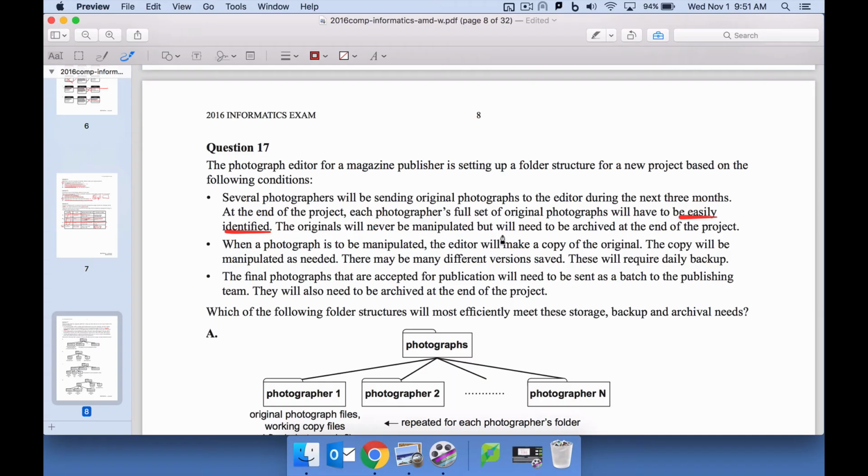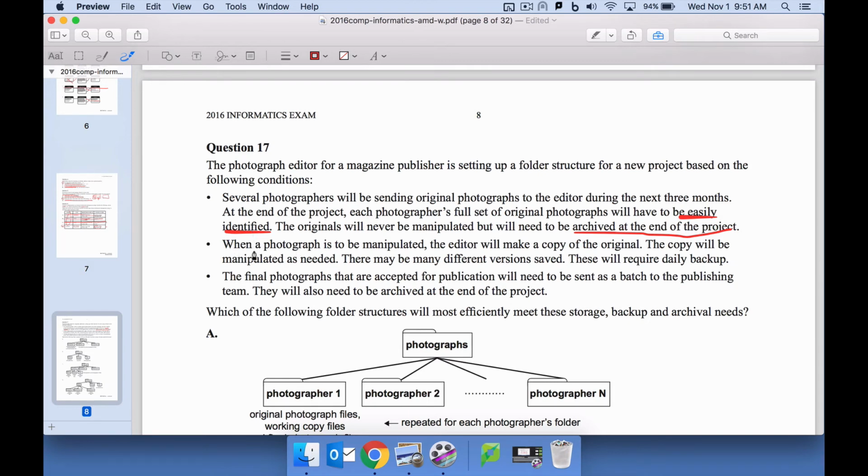Several photographers will be sending original photographs to the editor during the next 3 months. At the end of the project, each photographer's full set of original photos will have to be easily identified. Okay, let's mark that. The originals will never be manipulated, but will need to be archived at the end of the project. So they'll need to be stored somewhere safe and be able to be identified easily based on the photographer by the looks of it.